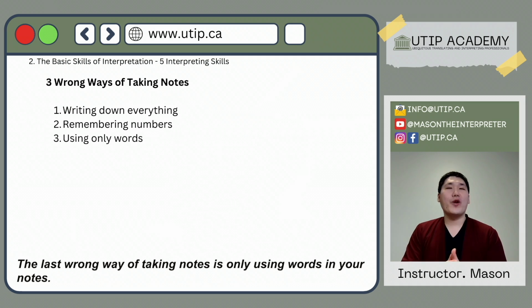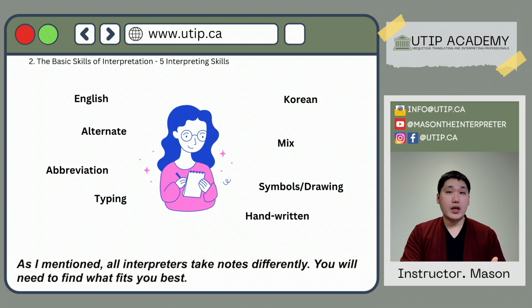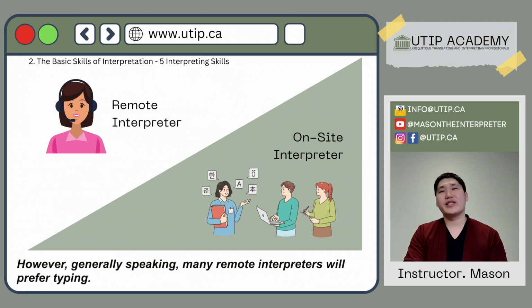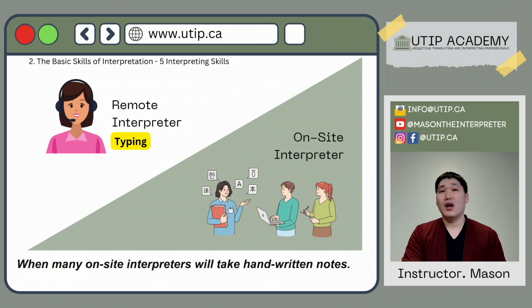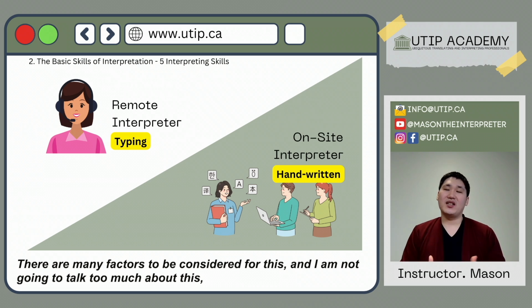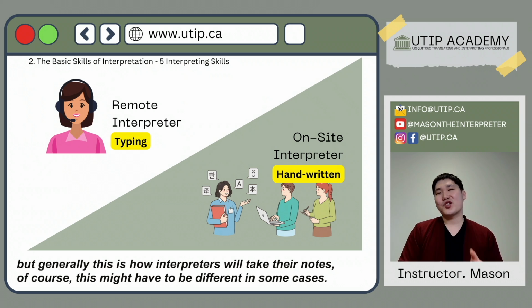The last wrong way of taking notes is only using words in your notes. As I mentioned, all interpreters take notes differently. You will need to find what fits you best. However, generally speaking, many remote interpreters will prefer typing, when many on-site interpreters will take handwritten notes. There are many factors to be considered for this, and I am not going to talk too much about this, but generally this is how interpreters will take their notes. Of course, this might have to be different in some cases.